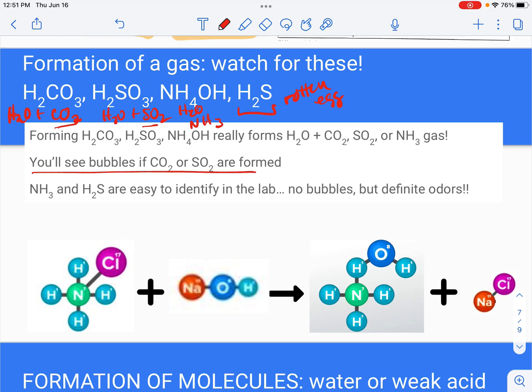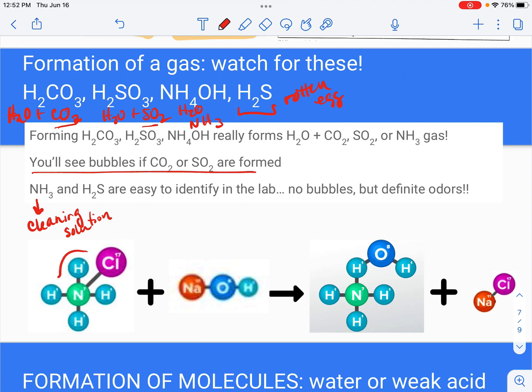If it's going to be NH3, the bubbles are too small, the same with H2S, but you can definitely tell they're there because of their odor. So ammonia is a cleaning solvent or cleaning solution, and so most of you will know what that smells like. We'll do this in the labs at some point so that you'll be able to smell it. I do want you to see how this works.